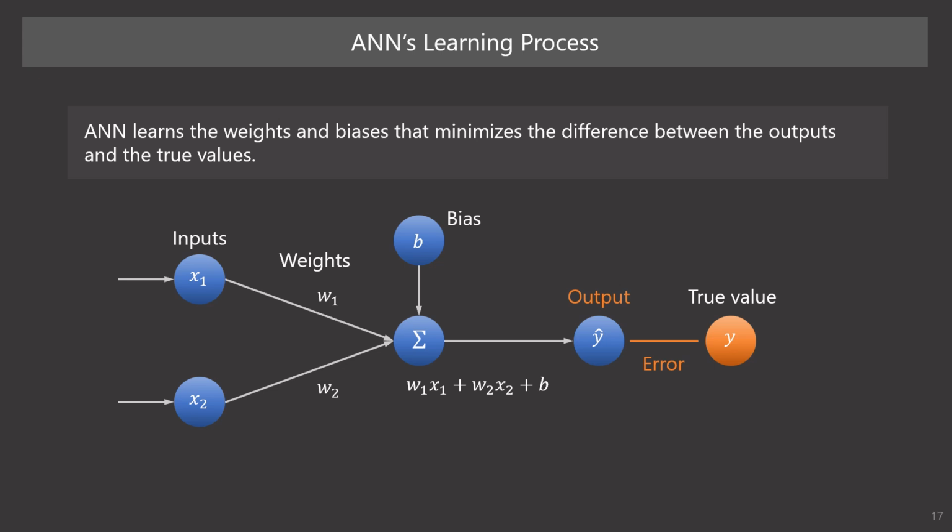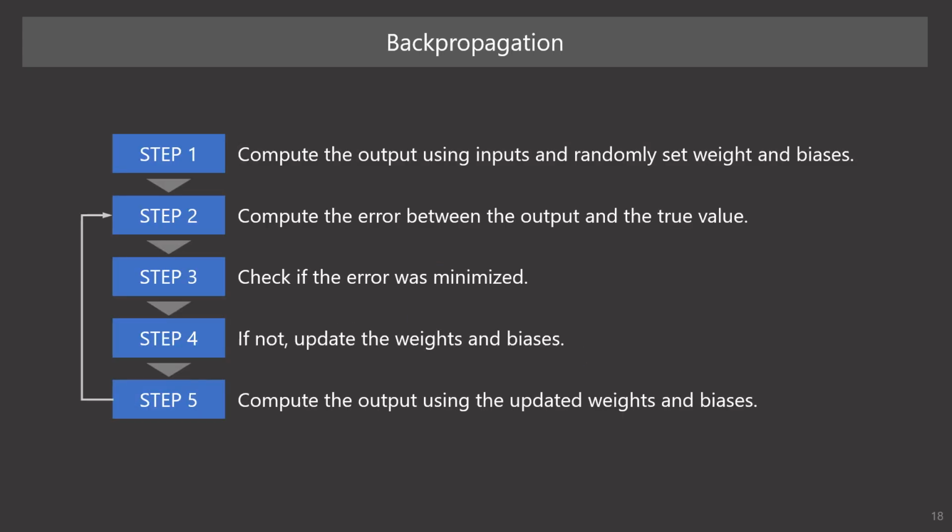As I noted, since we do not know the optimal values of weights and biases, first, we set the weights and biases to random numbers. So, in a newly created neural network, the output will widely deviate from the true value. So, we need to train the neural network so that it automatically learns their optimal values. A neural network learns the optimal parameter values by a process called backpropagation. The process of backpropagation is shown in this slide.